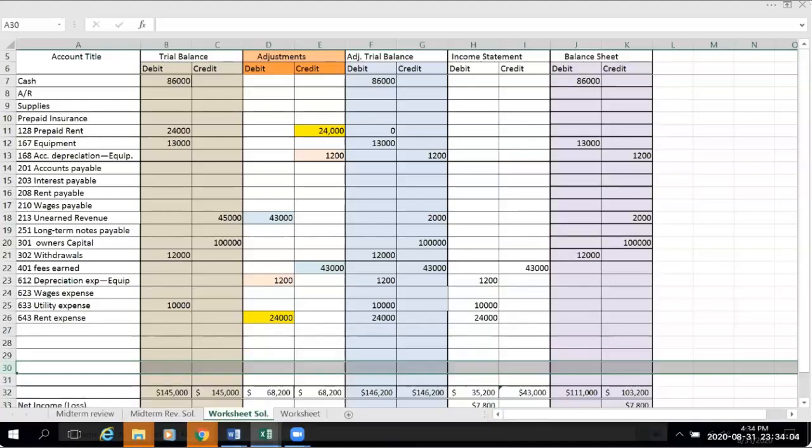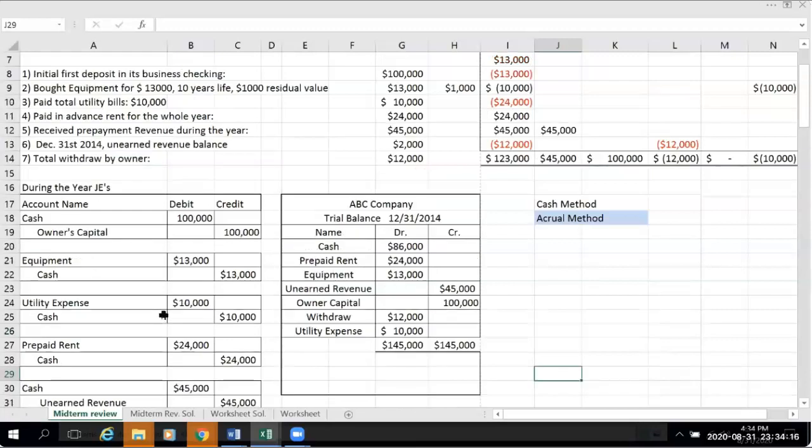Excuse me, Professor, I have a question. Mm-hmm. In number 2, we had, I think, 1,000 residual. We didn't do anything about that. And about number 6 too, we had 2,000 unearned revenue balance. We didn't do anything for that too, did we? Yes, you have to do adjustment on that. But what was number 2 you said? We had 1,000 residual value.